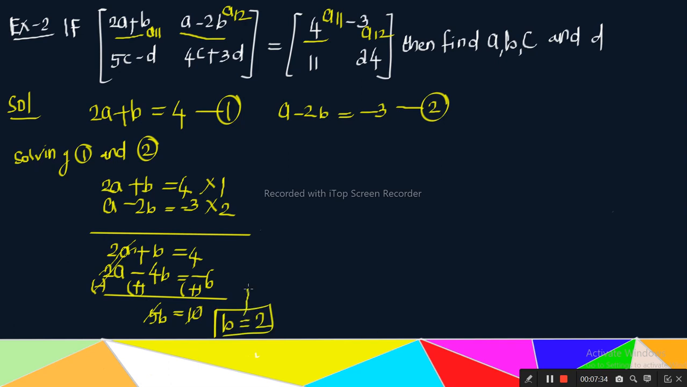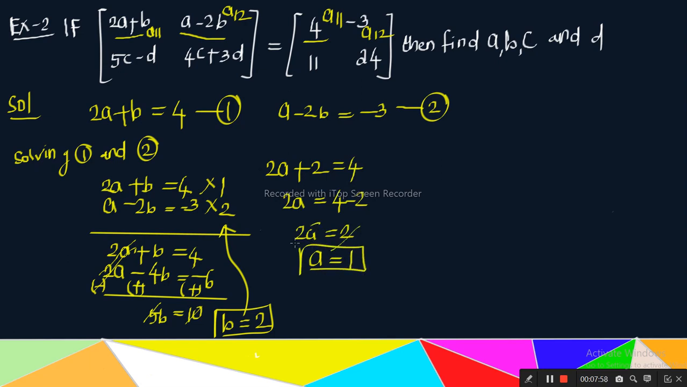Now if I substitute this b in either equation 1 or equation 2, I'll get the value of a. Let me substitute in 1. 2a plus the value of b, which is 2, is equal to 4. 2a is equal to 4 minus 2, which is 2. a is equal to 2 by 2, so 2 and 2 get cancelled, and we get the value of a as 1.